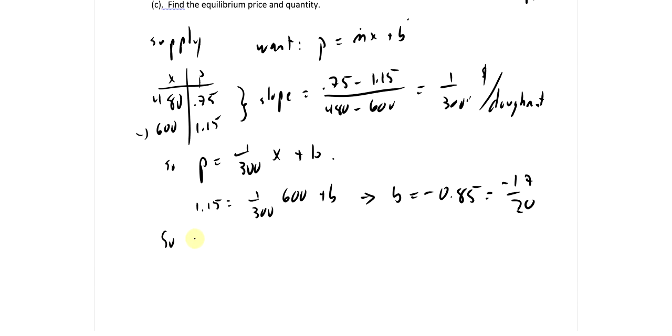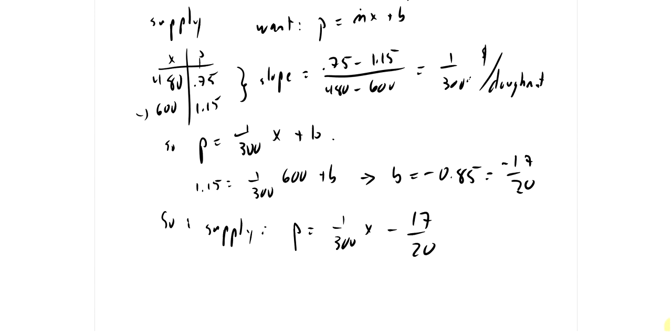So, supply equation. Price equals 1 over 300 x minus 17 over 20. Right? And if x equals 0, then p equals minus 17 over 20. When the price is negative, and you're paying people to take stuff away, then the supply drops down to 0. Okay, so there's my supply equation.